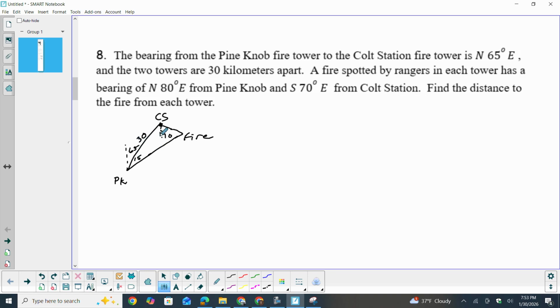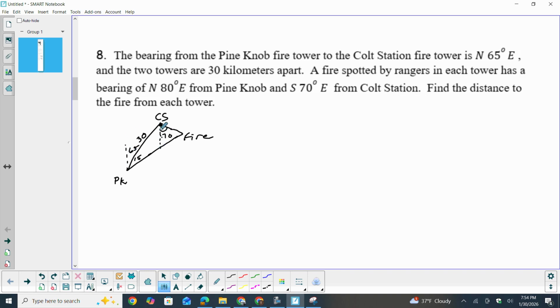Here's my 30. I have to know this angle over here. And really, I have to know them all because I want the distance from the fire to each tower. So I have to know this distance and that distance. I need all the angles. How in the world are we going to find all the angles? So here's what I know. I know that this is 70, from here to here. We know that these two lines are parallel. This is a north-south line.